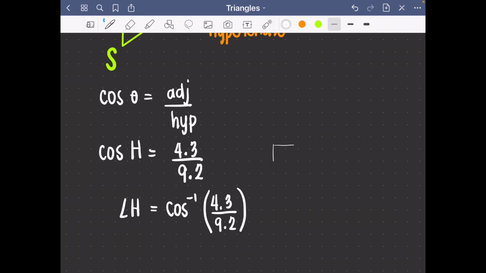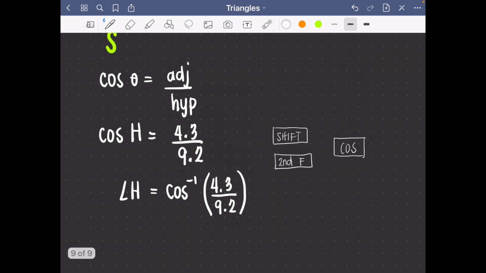Now in your calculator, how do you get the inverse, the arc cosine? You just press the function there that is shift, or in other calculators, it says second function, Second F. And then you just press cosine. So shift or second function and then cosine. Let us now solve. Angle H is equal to, press shift, cosine, and then type in 4.3 divided by 9.2.